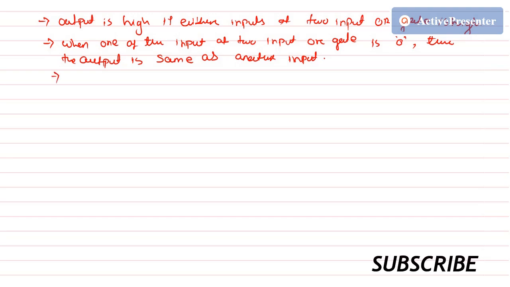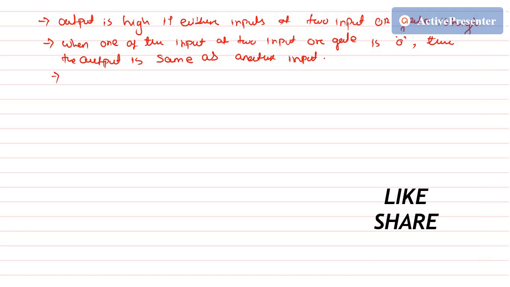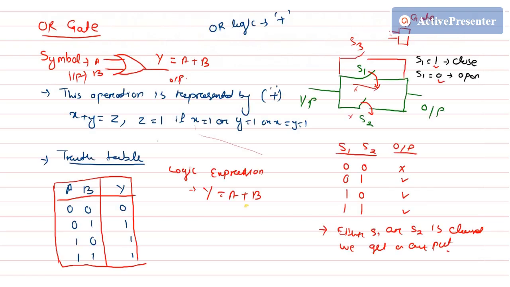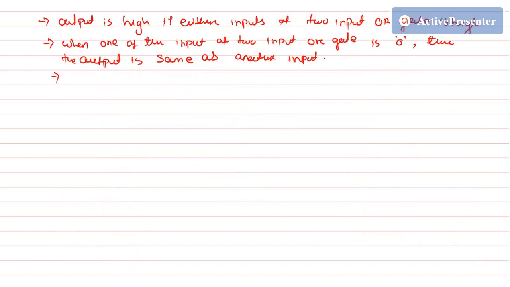So what does this statement mean? When one of the inputs of the two input OR gate is 0, then the output is the same as the other input. Let us see here, suppose we consider A. When A is 0, then the output is the same as the other input. What is the other input? B. B is 0, so the output is also 0. Next case, when A equals 0, B is 1, so the output is 1. That is what it is saying: when one of the inputs of a two input OR gate is 0, then the output is the same as the other input.